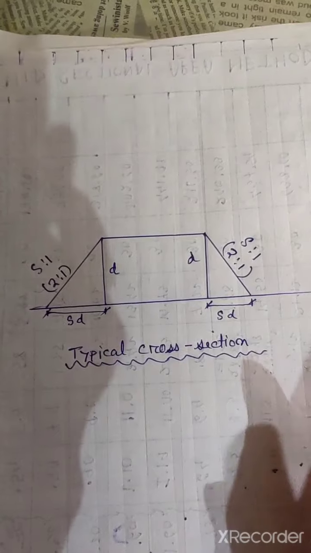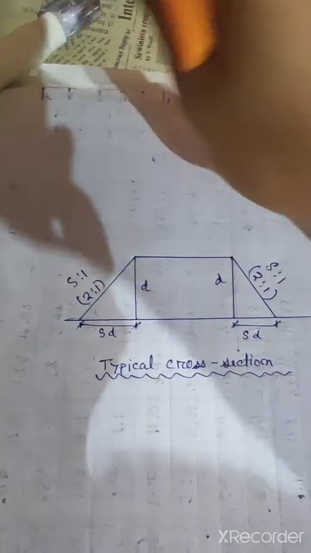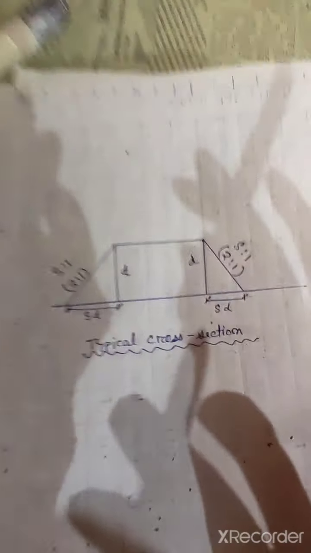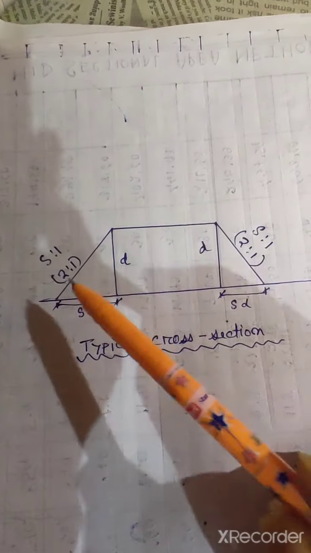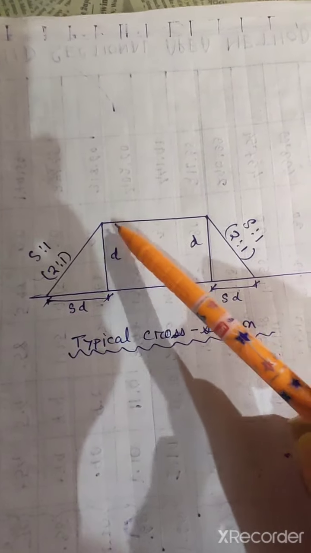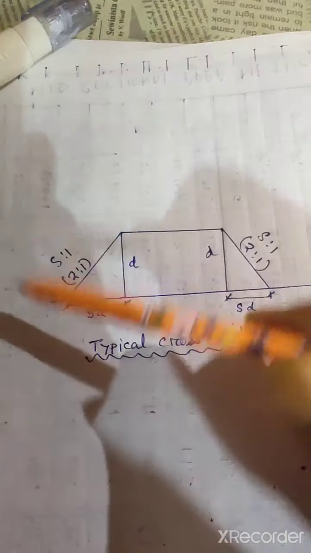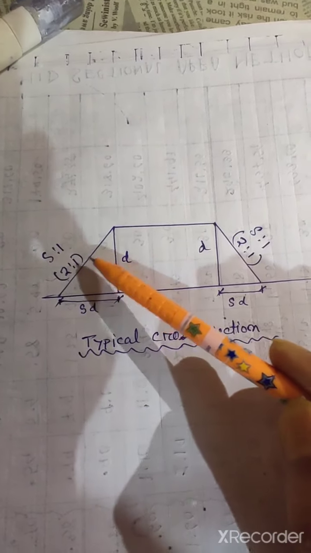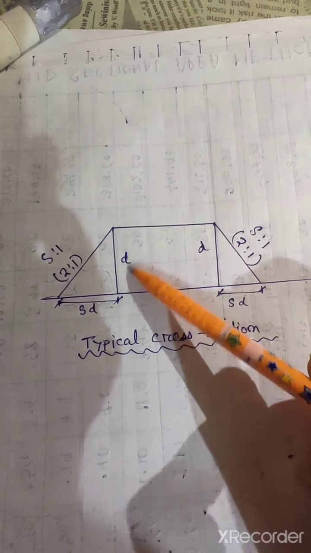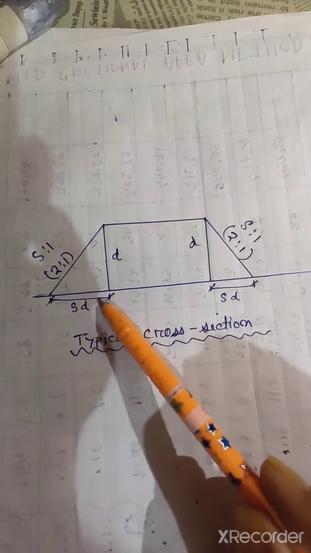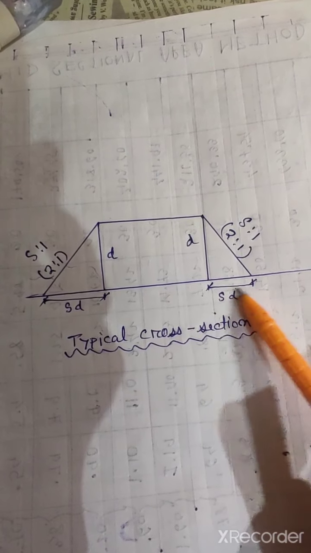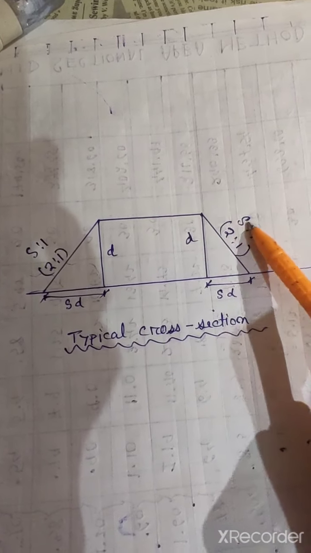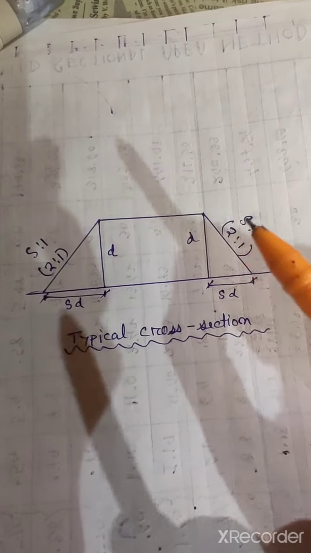This is the typical cross section of the road. Again, we have already studied this. Now I am just repeating the same thing. Let the depth of the section be d. Side slope is s is to 1. Here in the question s is 2, so the side slope given is 2 is to 1. If this is s is to 1, and this is d, then this horizontal distance will be sd. Vertical distance is d. Side slope is s is to 1. So this is the typical cross section.